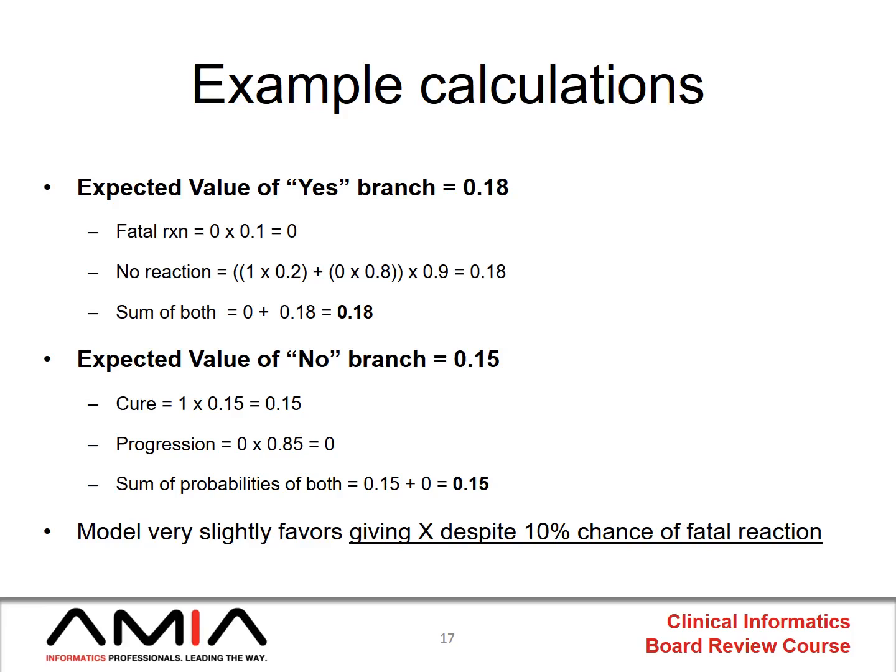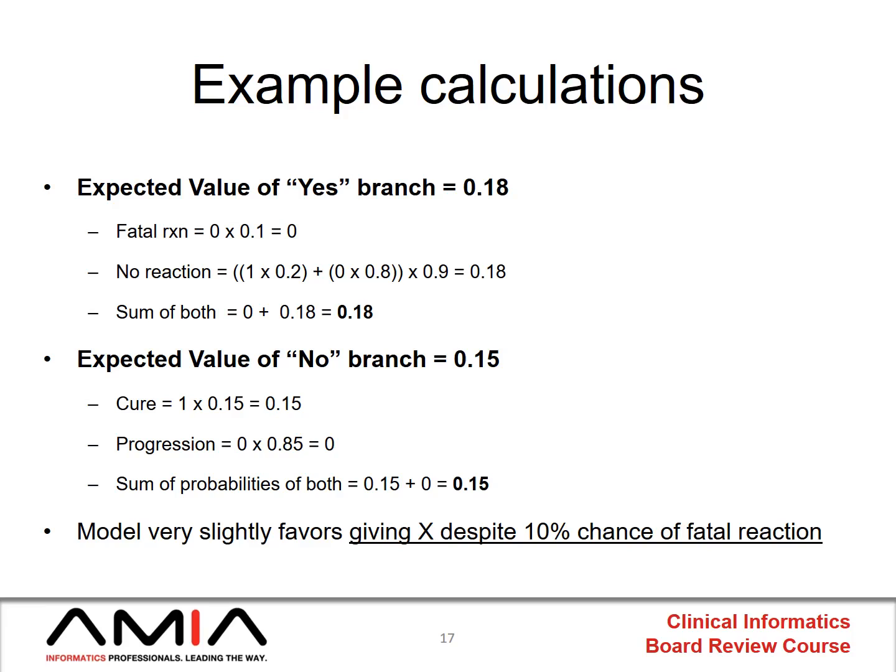In the outcome where there's a disease progression, we know that the value is 0 because we said that the expected value of death is 0. And there's an 85% chance of that happening. And 85% times 0 is still 0. So if you sum both of those expected outcomes, you can get the expected value of that branch, which is 0.15 plus 0 for a total expected value of 0.15.